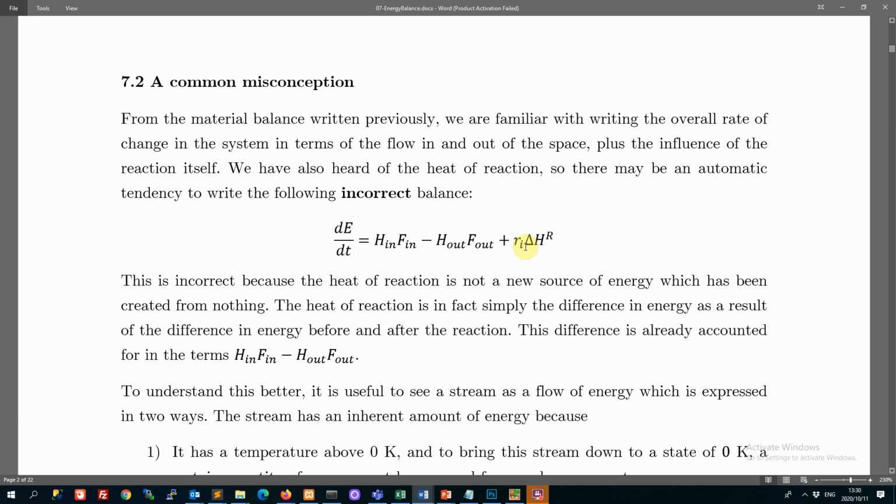And actually this is wrong. It's not correct to write something like this. And that's because this energy that's given off due to reaction is already accounted for in here. So in terms of inlet flow and outlet flow, these are already counting the energy. These terms are already counting the energy change across the system. And in fact, the energy difference across the system can be thought of as being the reaction heat. So in a sense, we are double accounting if we are thinking like this.